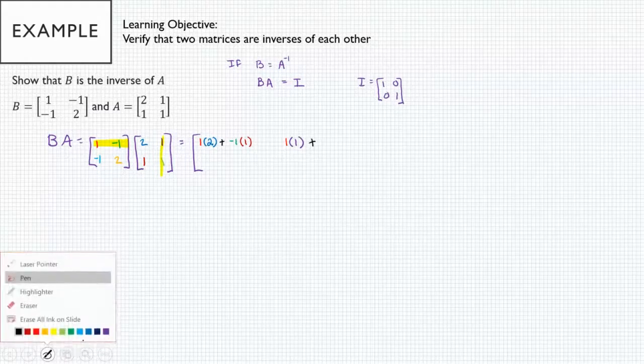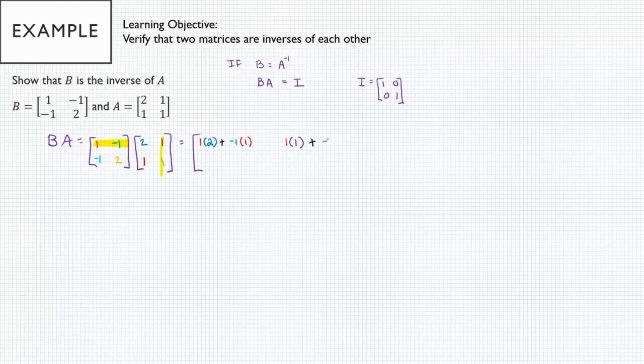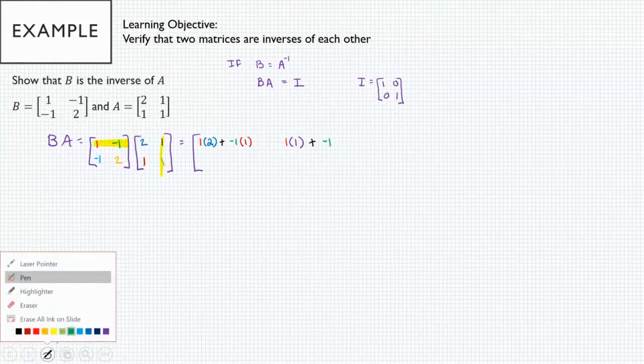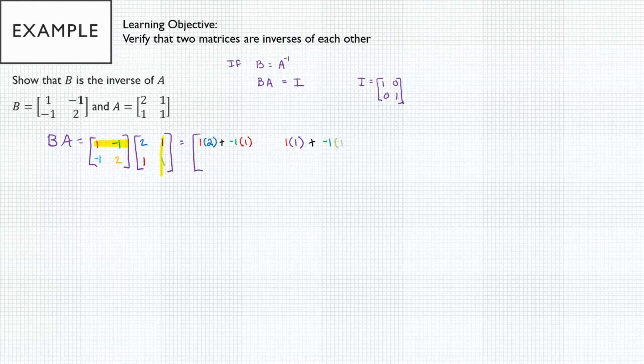Plus, and then I have my green, so that's the -1, and then the light green 1. So that's the first row times the second column, and that gives me my second location on my matrix. So once you've written that, I'm going to go back to my highlighter.